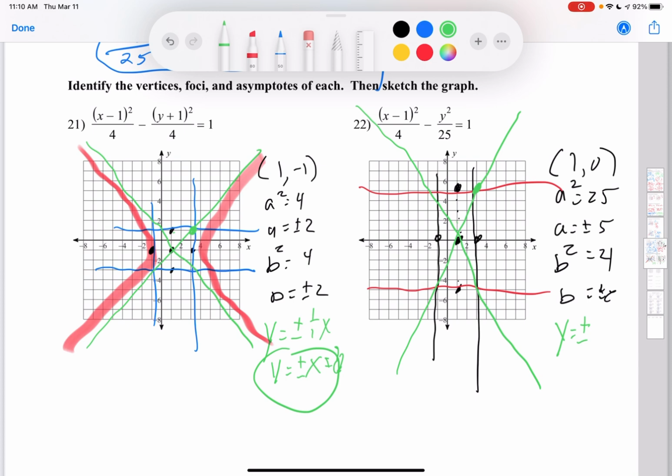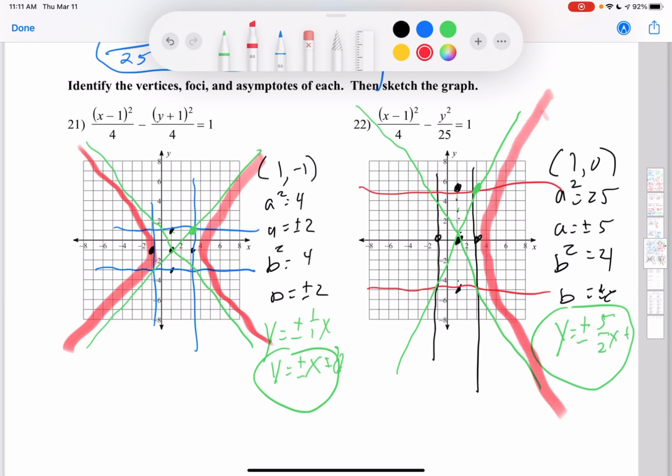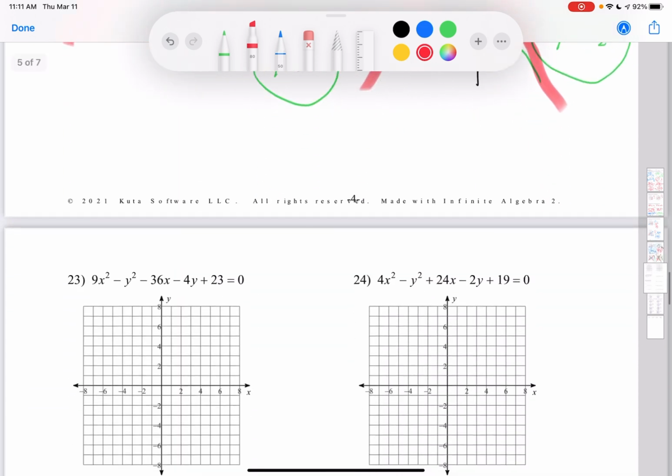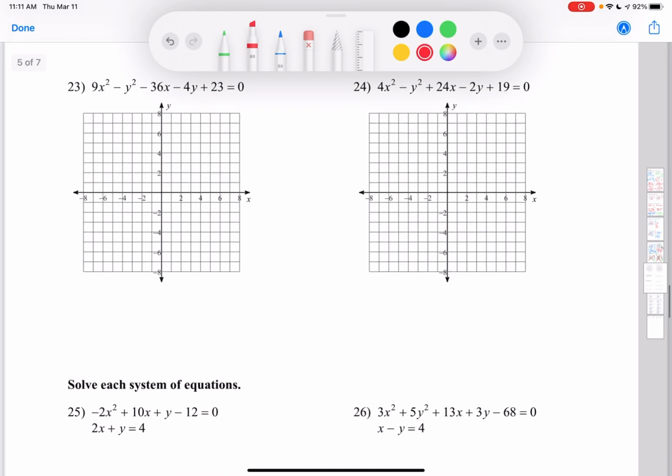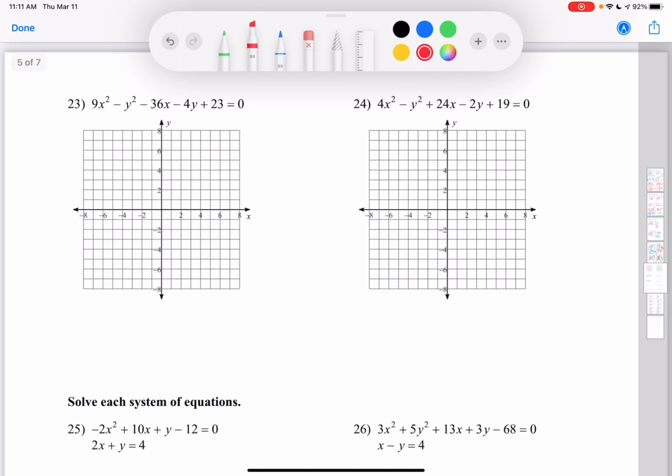We're going up 1, 2, 3, 4, 5 over 2, so 5 halves x. Again, there's plus something here, but we don't care. That's good enough. It looks like an x because x comes first. Something like that for 22. Number 23.